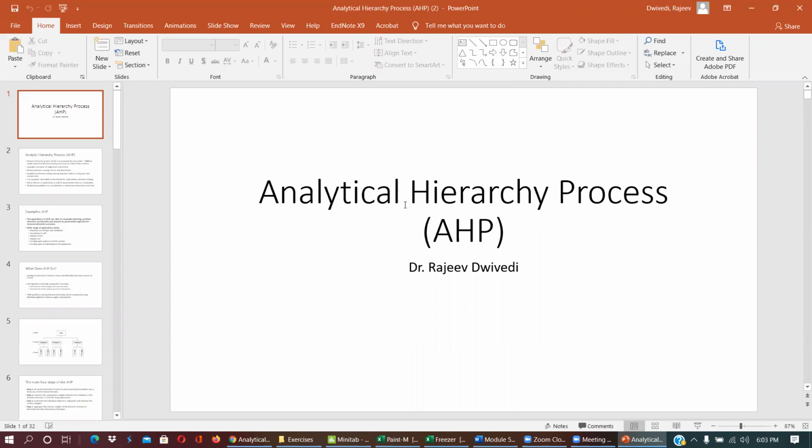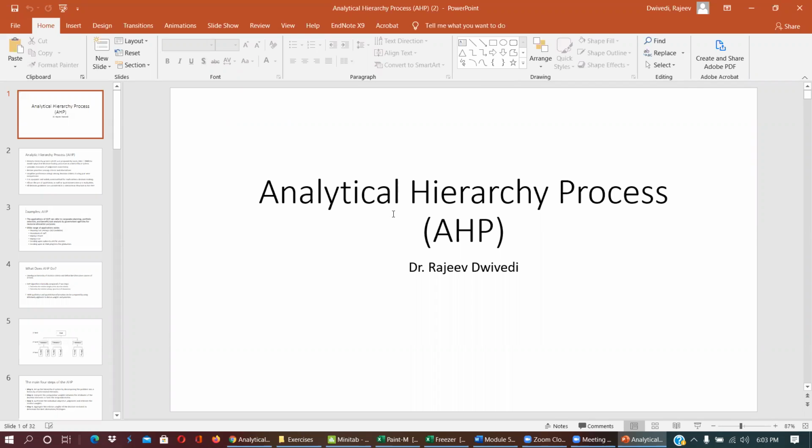So we are going to learn the analytical hierarchy process. This is the method where we can deal with multiple criteria for making any decision.